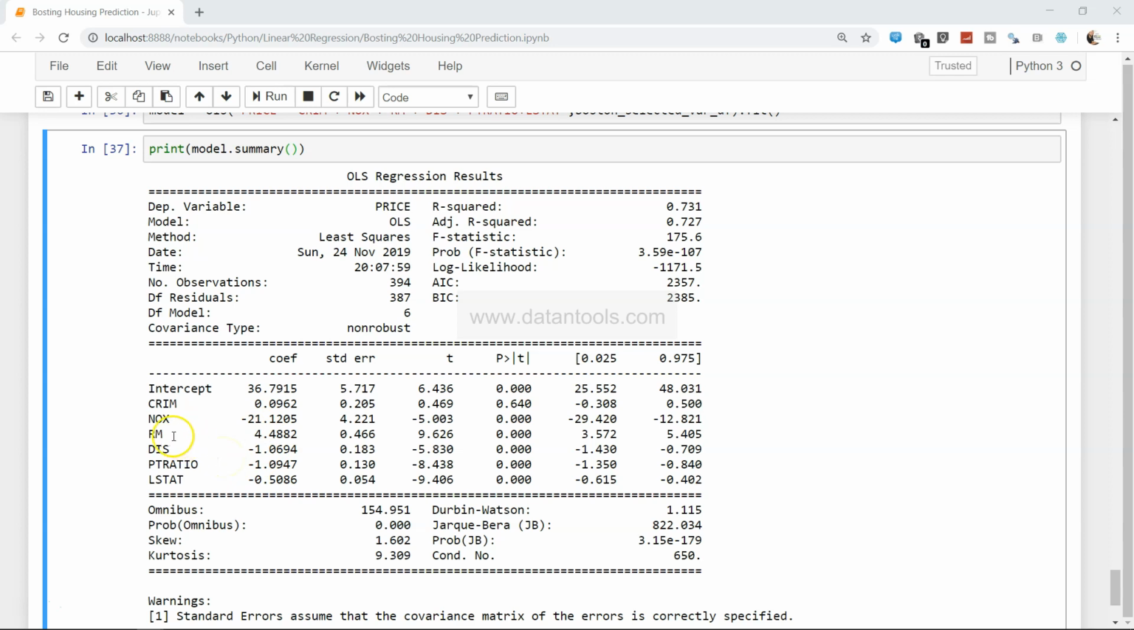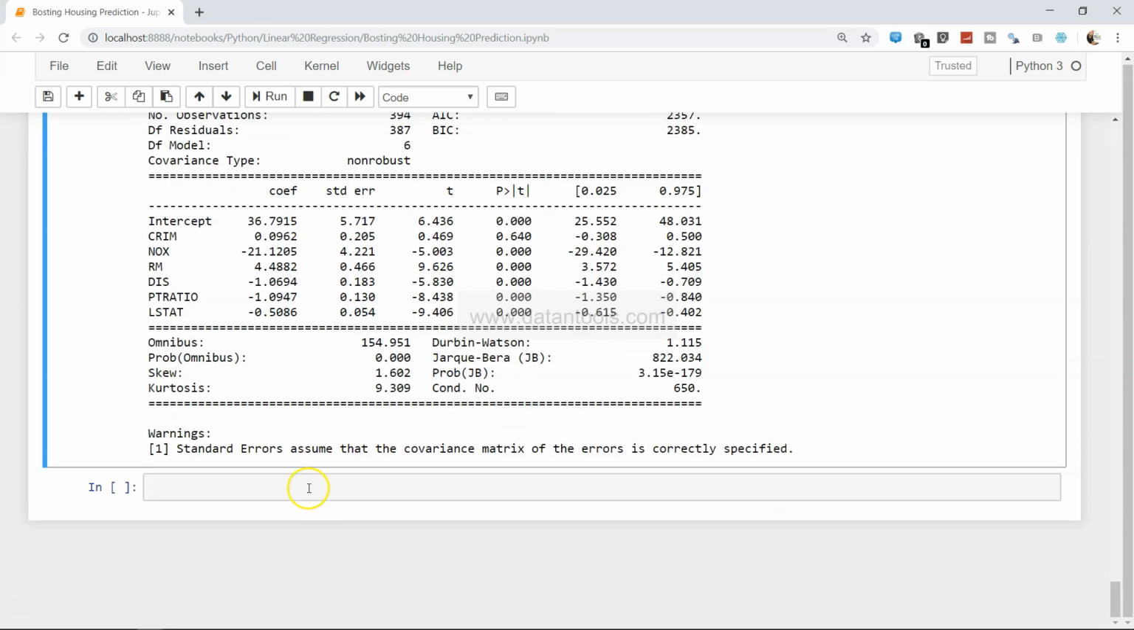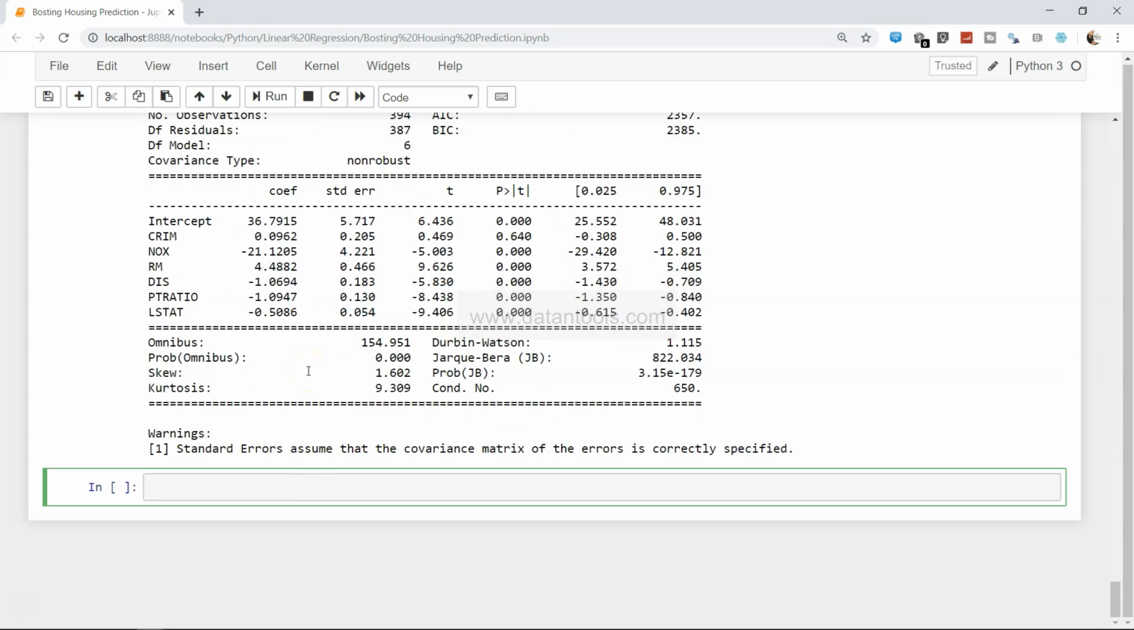Also, from the interpretation perspective in terms of the real value, which is nothing but the price, it indicates that as the average number of rooms increases, the price will increase by $4,488. Similarly, NOx, based on the unit given in the data set, a per unit increase will decrease the prices by $21,000. So that's what it interprets when you try to interpret the variable.